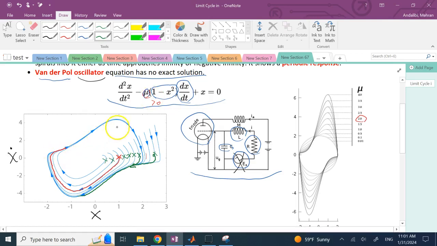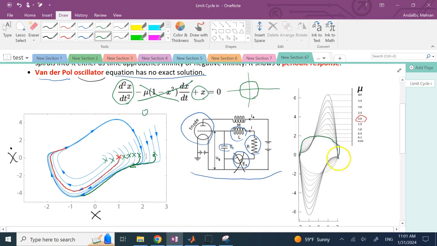Now, the shape of this limit cycle does depend on this parameter mu. So if mu is entirely 0, what happens? If mu is 0, then this term will go away altogether, and you're down to what? The x double dot plus x equals 0, which is basically the simple harmonic response. In this case, in the phase space, you're going to look at a circle. The response of the harmonic response in the phase space is going to be a circle, which is what you can see over here. This is for mu of 0.